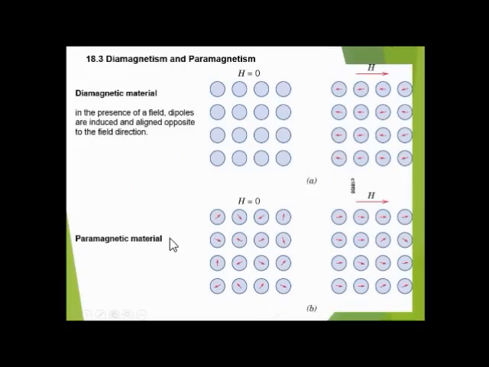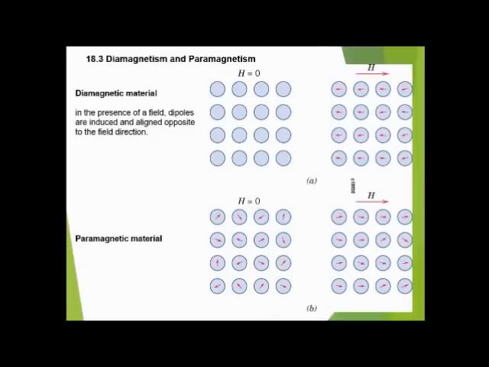Now, discussing the magnetic properties, we will discuss the magnetic materials. How many types of materials are there? You have come across these terms: diamagnetic materials, paramagnetic, ferromagnetic. In the case of diamagnetic materials, in the presence of a field, dipoles are induced and align opposite to the field direction. So this is the basic characteristic of diamagnetic materials.